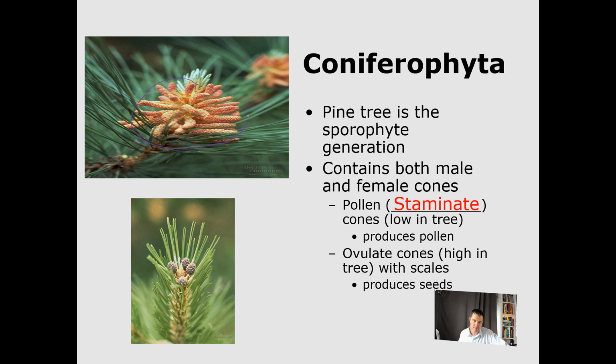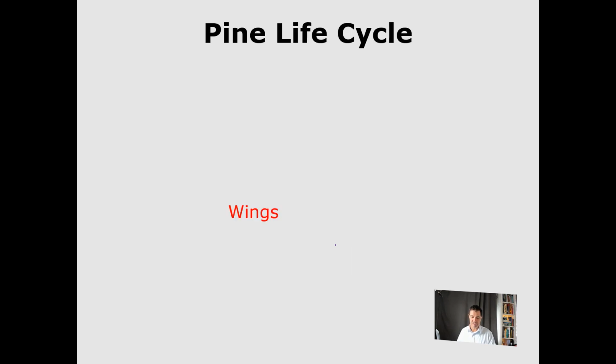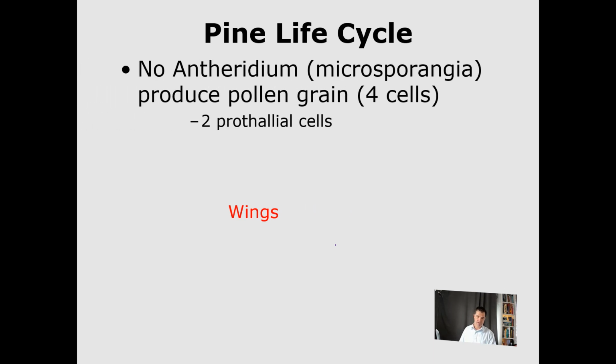So here's the male pine cones there. So when we talk about the male pine cones, again, the pine tree is a sporophyte generation dominant plant with both male and female cones, and the ones that are low on the tree are the staminate cones. Those are the males, and they produce pollen. And then we have the ovulate cones. Those are high up in the tree, and those end up producing the seeds. That's the female version of it.